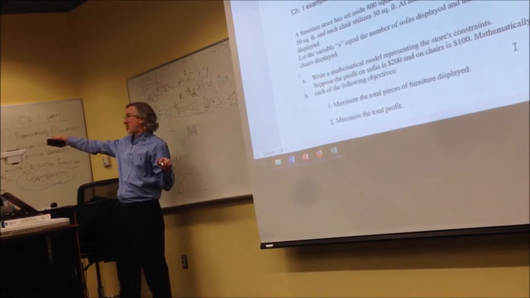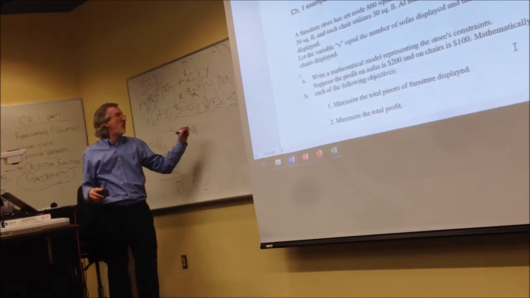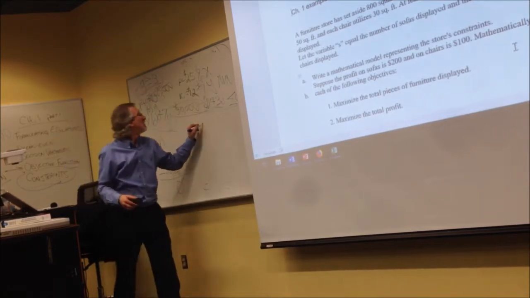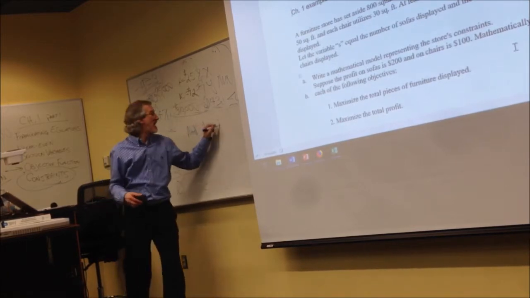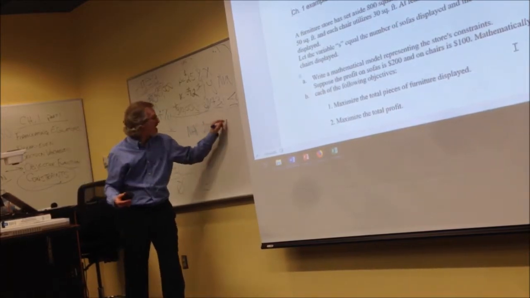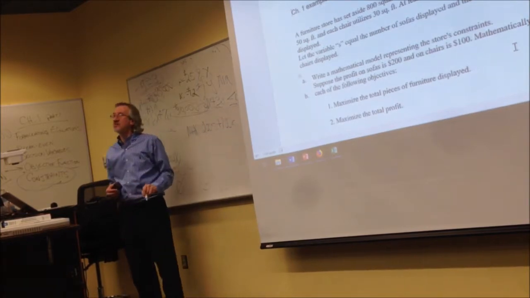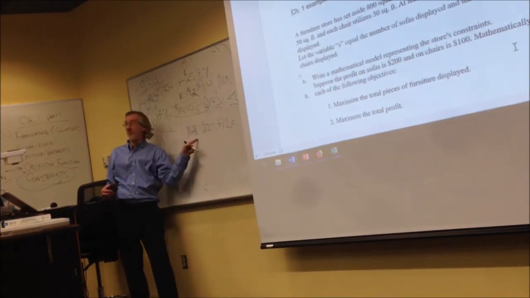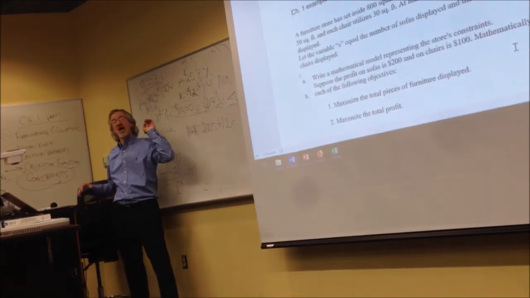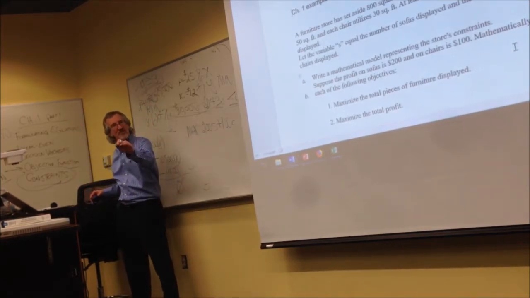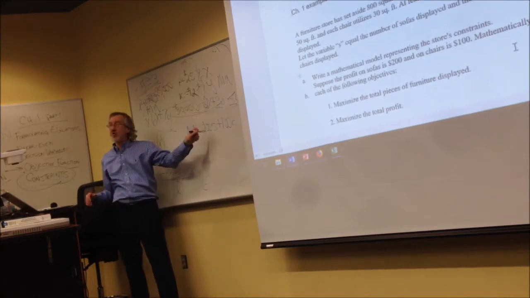We're using the variables sofa and chair. Help me out. What number goes with sofa? 200. 200 times however many sofas, plus 100C. 100 times however many chairs, when added together, is what we're trying to maximize. That will maximize profit. If this problem said, write an objective function that maximizes profit, you wrote it.